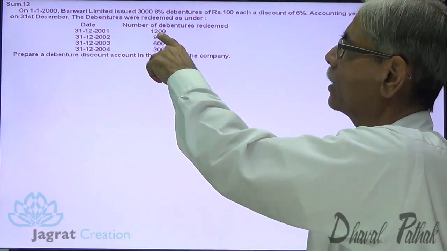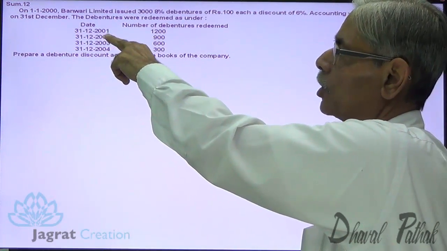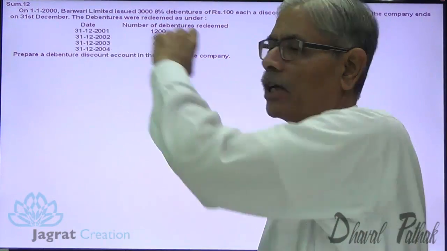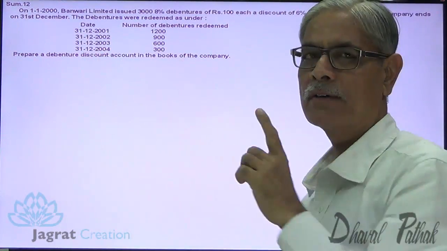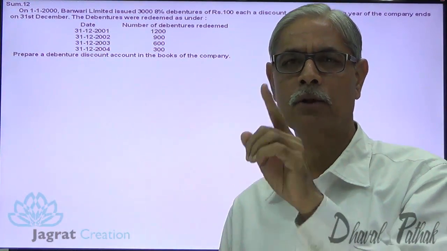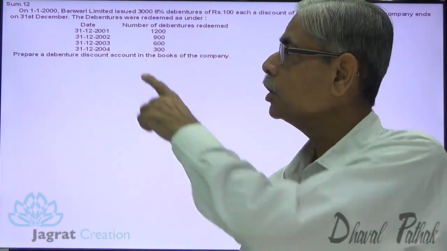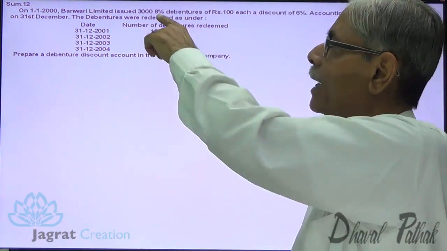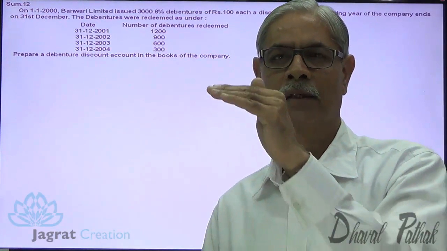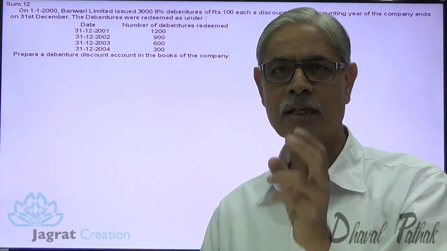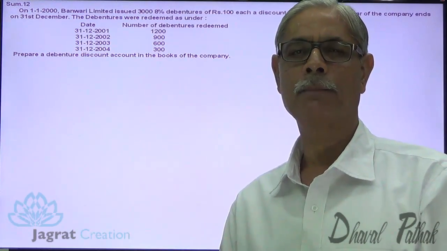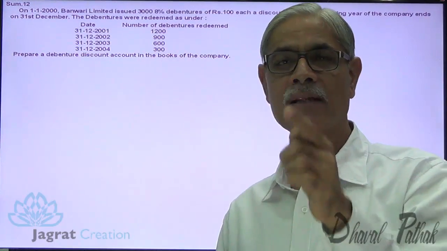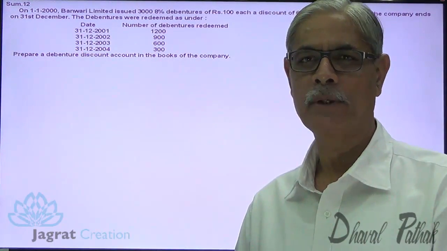Debentures were redeemed as under: 1,200 debentures redeemed on 31st of December 2001. So debentures were issued on 1st of January 2000. The first redemption is made on 31st of December 2001. So 2000 and 2001 are the 2 years for which the 3,000 debentures were outstanding in the books of the company. So the first redemption is made at the end of the second year. That's an important point to be noticed.